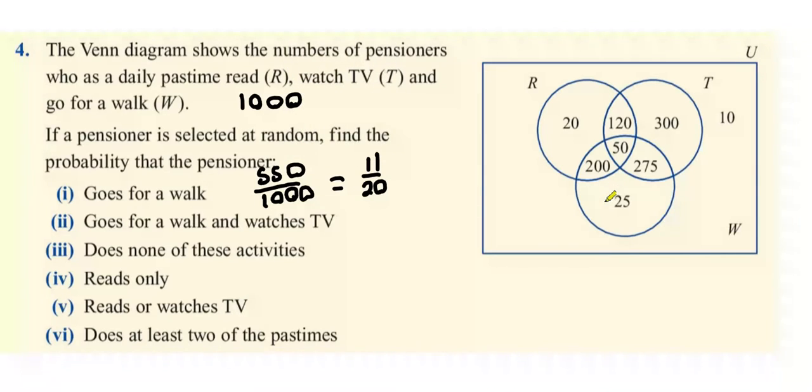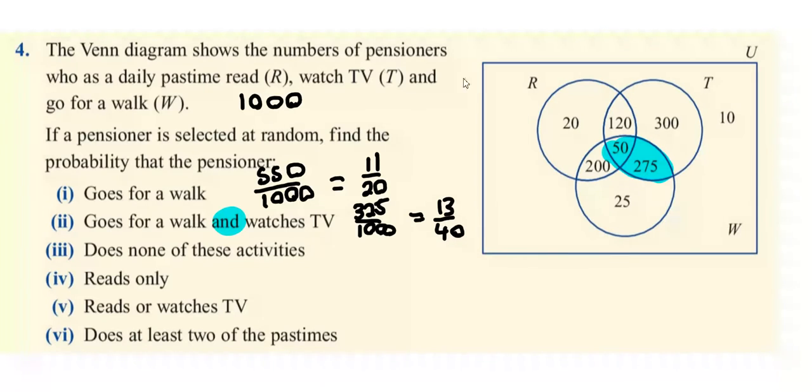You have to walk and you have to watch TV. You have to do both. It doesn't say or, it says and. So walk and watches TV is these two sections here. So 325 out of 1,000, and what's that broken up in fraction form? 13 over 40. Awesome.